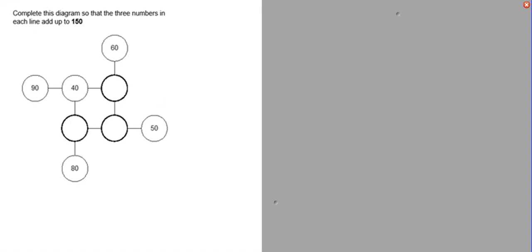So this is your last question for today. Complete this diagram so that the 3 numbers in each line add up to 150. So that means that those 3 are 150, those 3 are 150, those 3 are 150, and those 3 are 150. Pause the video now and have a go at this one on your own.